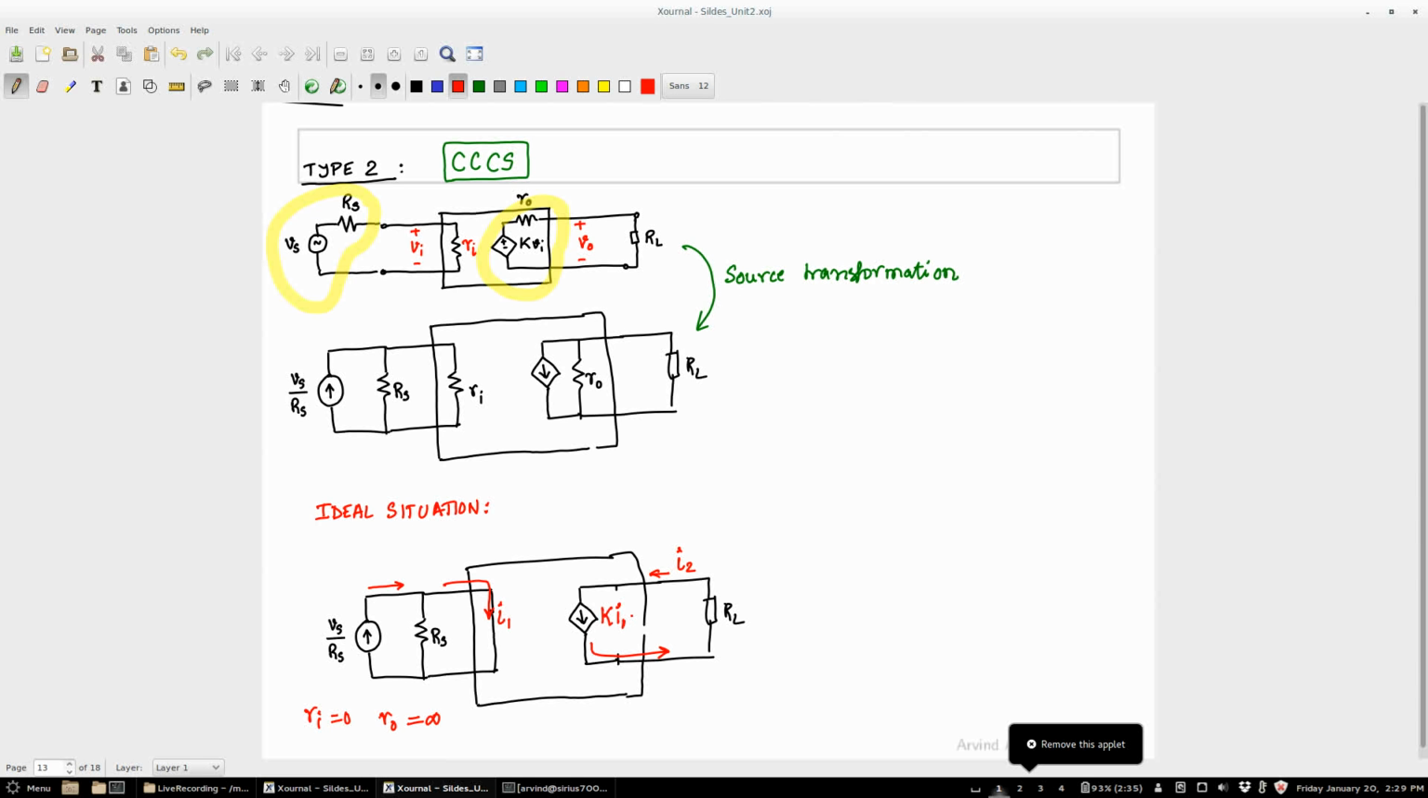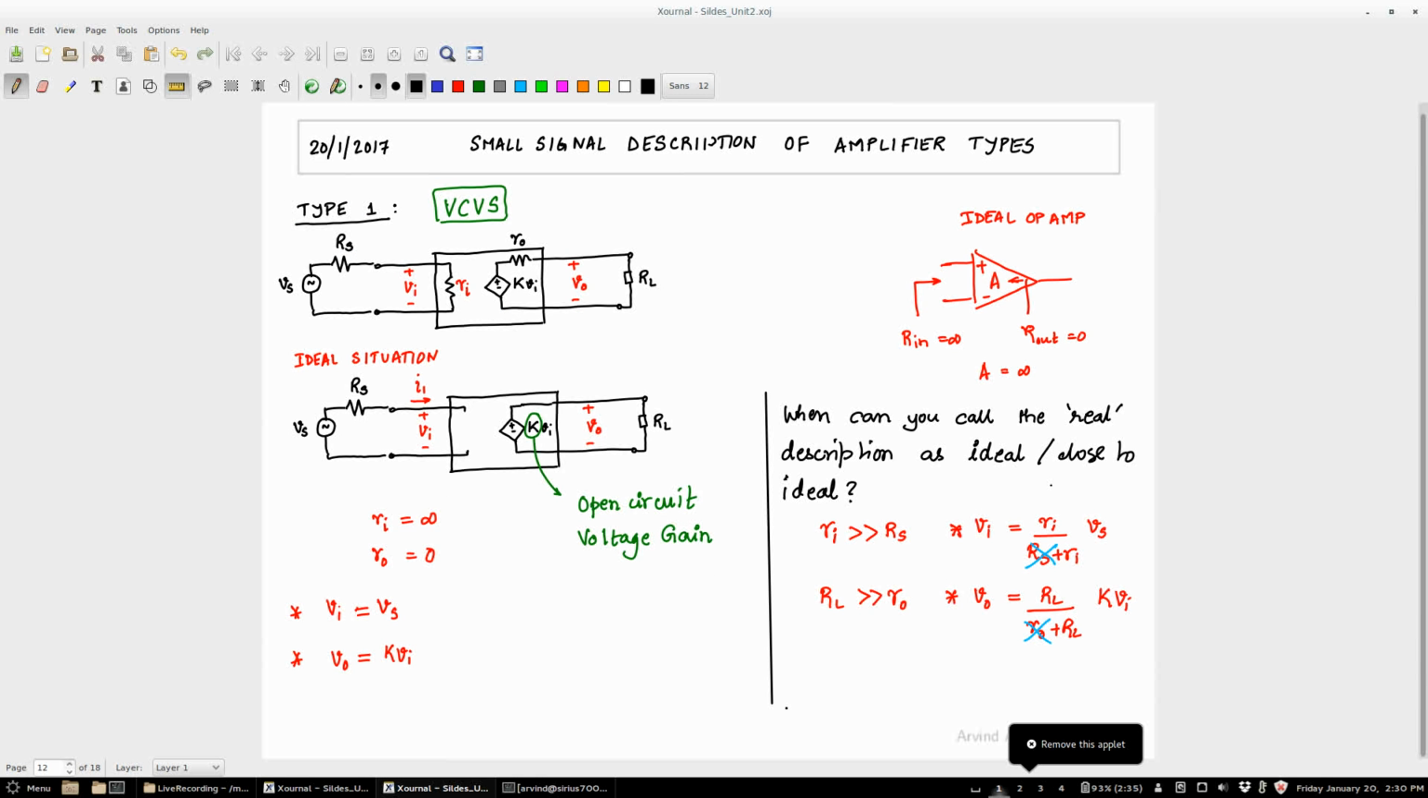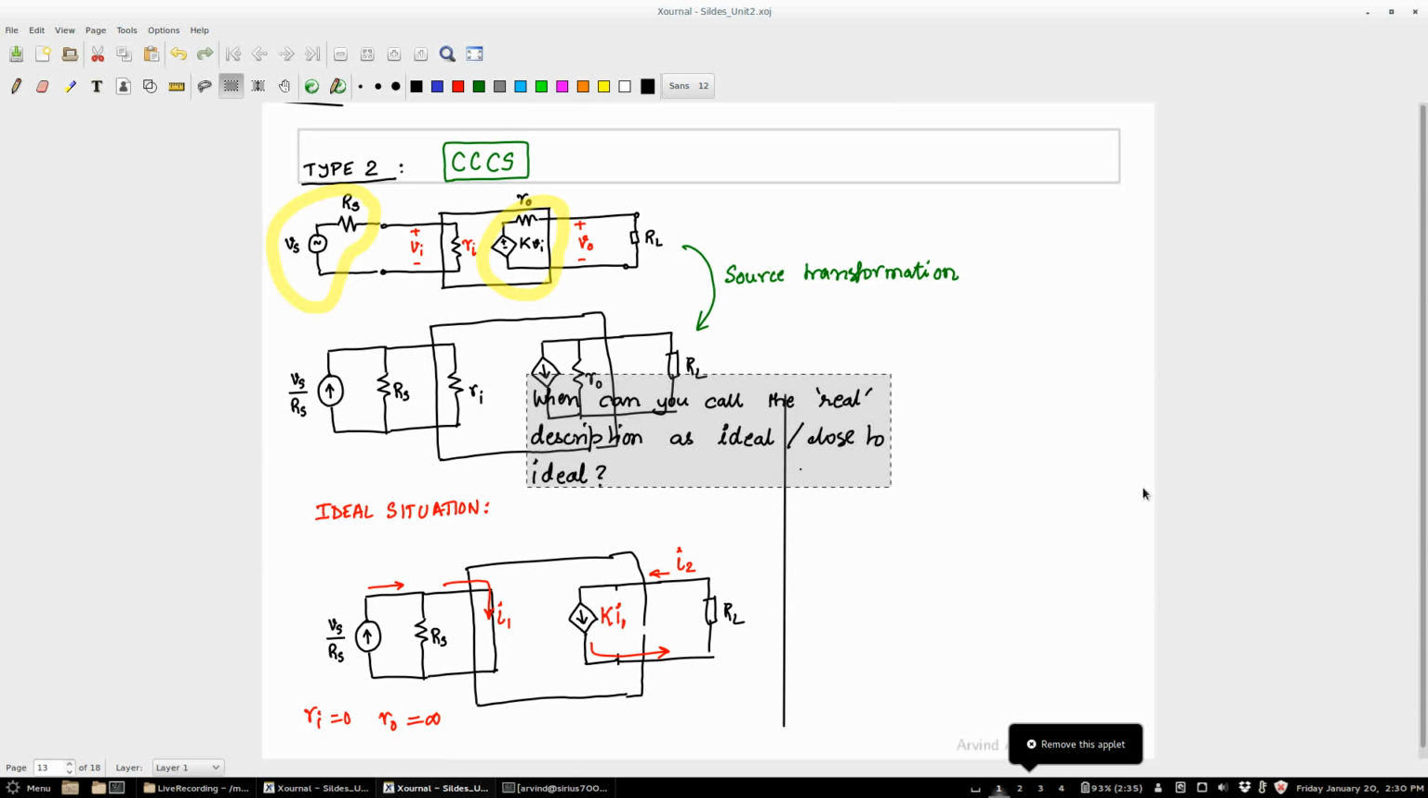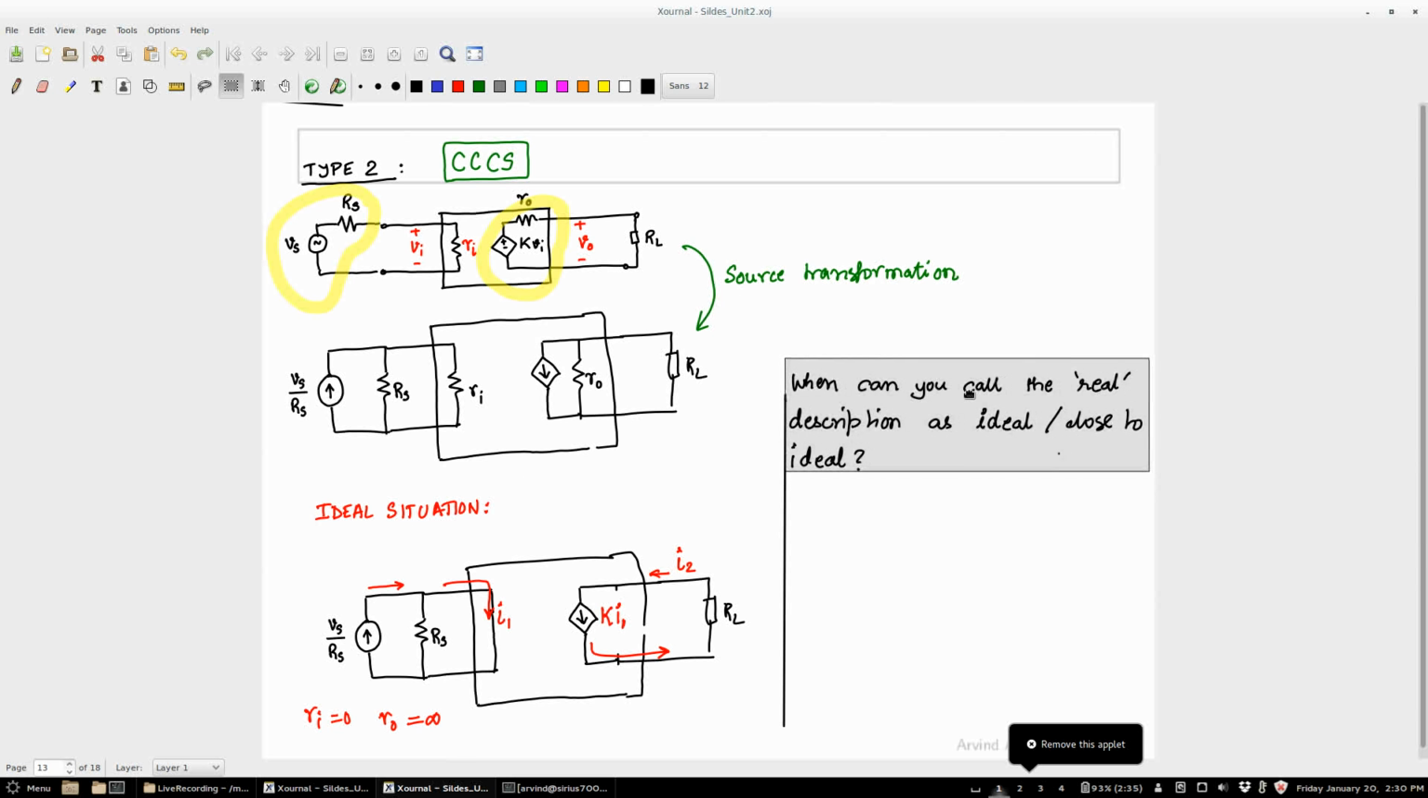We have started off with some circuit, right? Then we did this source transformation of the input and output, and then I said let me take an ideal version of this. So I said Ri is 0 and I said Ro is infinity, and then I got this ideal current controlled current source. Okay. So now, just like we did for the previous situation, you can compute it. Let me not write that again. I am going to put that here.